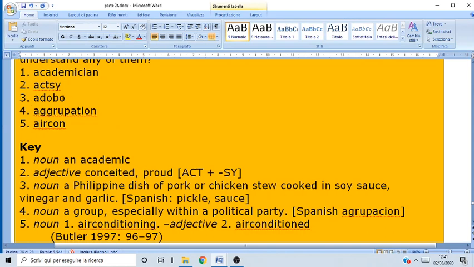Adobo is something more local. It's a noun, and it's a Philippine dish of pork or chicken stew, cooked in soy sauce, vinegar, and garlic. Agrupation is the noun for group, especially for political party. And it comes from the Spanish agrupación. And finally, aircon, this was more understandable, is a noun, and it stands for air conditioning, or the adjective air conditioned.